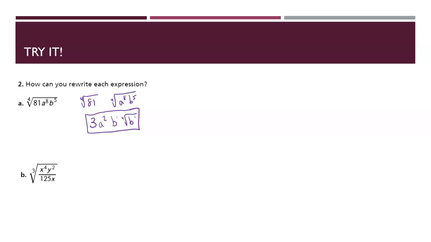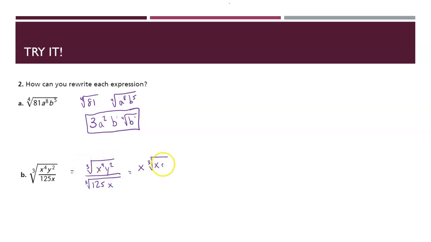Okay, let's look at the next one. With this next one, we're going to break this up into a couple of pieces between the numerator and the denominator. We'd have the cube root in the numerator of x to the 4th y squared, and in the denominator, we'd have the cube root of 125x. So let's start with the numerator. 3 goes into 4 one time with a remainder of 1.